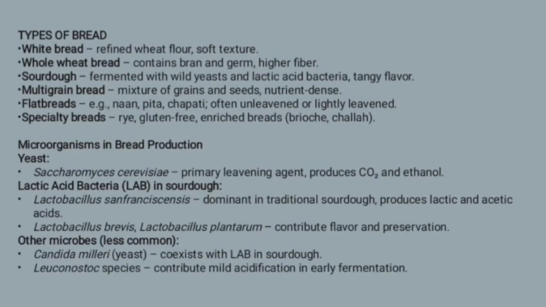White bread is made from refined wheat flour and has a soft texture. Whole wheat bread contains bran and germ, making it higher in fiber. Sourdough is fermented with wild yeasts and lactic acid bacteria, giving it a tangy flavor. Multigrain bread is made from a mixture of grains and seeds and is nutrient-dense. Flatbreads such as naan, pita, and chapati are often unleavened or lightly leavened. Specialty breads include rye, gluten-free breads, and enriched breads like brioche and challah.